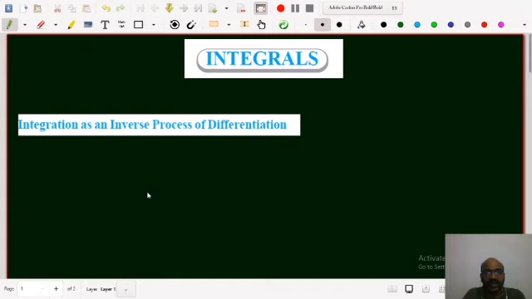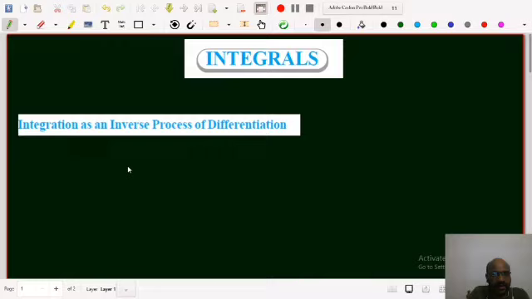Students, today we are starting a new chapter called integration. Integration is the reverse process of differentiation. Just like addition and subtraction, or multiplication and division, integration is the reverse tool of differentiation.